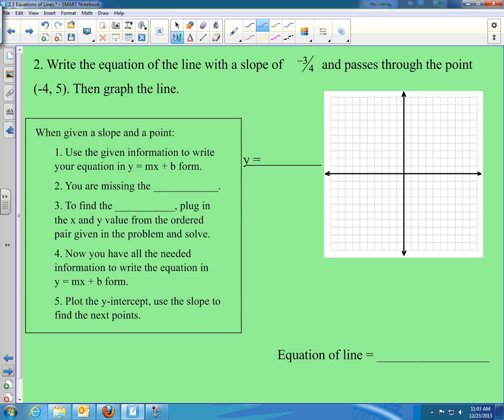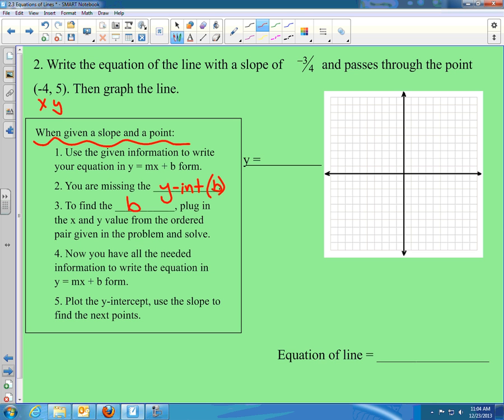So let's talk about what we do when we are writing the equation of a line with a slope of negative 3/4 that passes through the point negative 4, 5. Here we're given a slope and a point. Use your information to write your equation in y equals mx plus b form. Well, here we're missing our y-intercept, which is our b. So to find the b, we're going to plug in the x and y values from the ordered pair given in the problem and solve. So here's our x and here's our y.